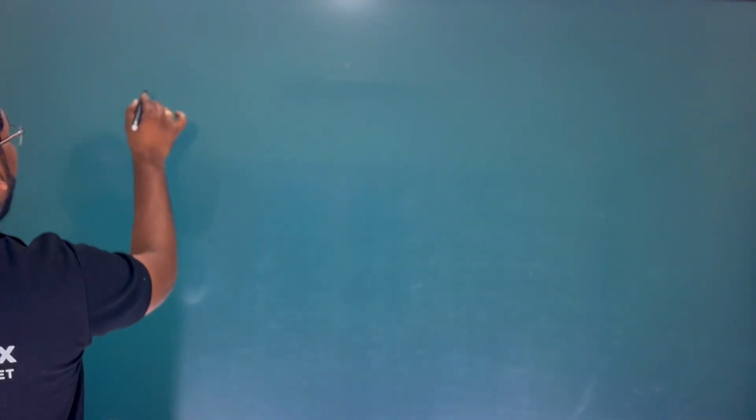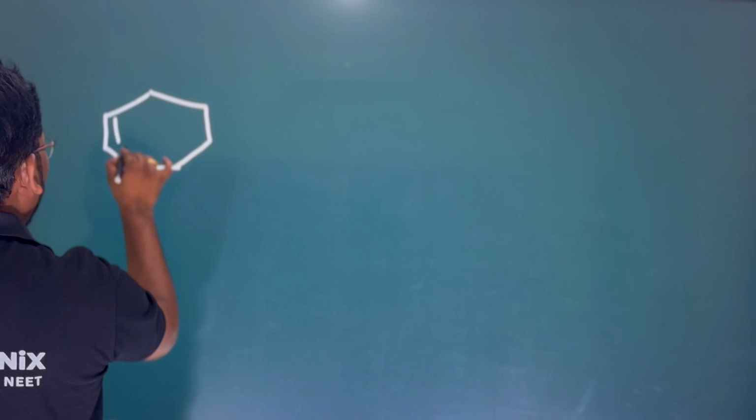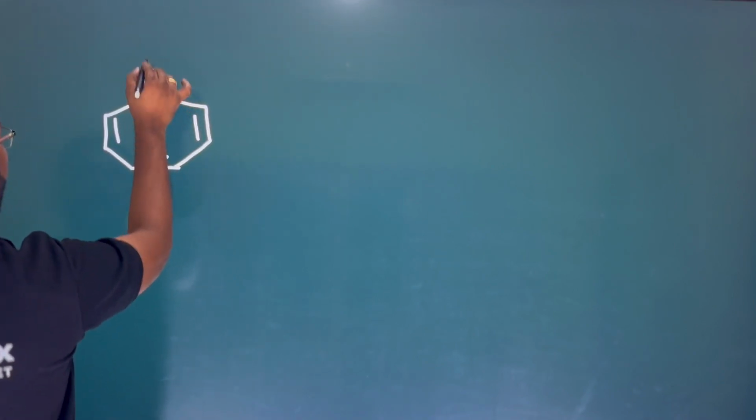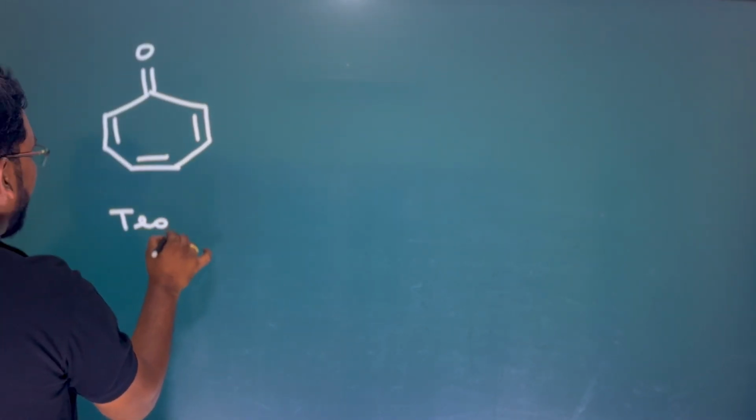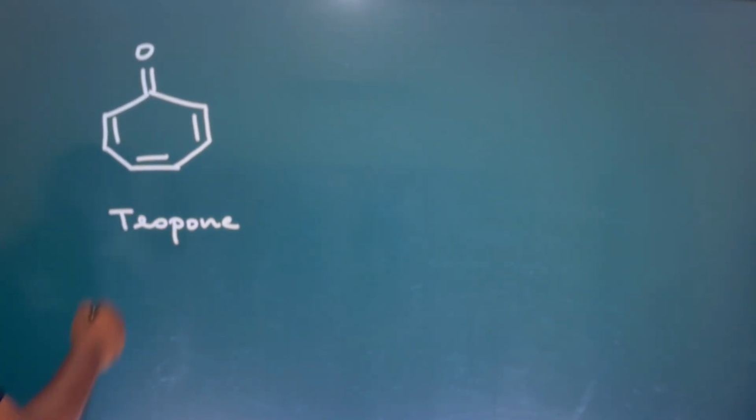For example, if you take this molecule, this is called tropone. Is it aromatic, anti-aromatic, or non-aromatic? Let me tell you. If a C=O double bond is here, what you do is write the polarization of this bond.